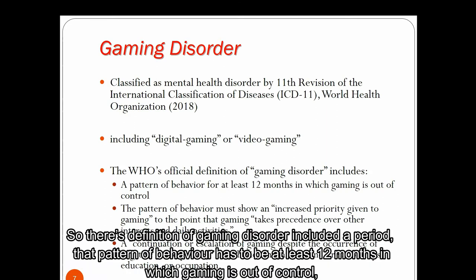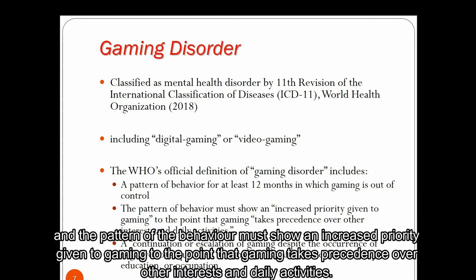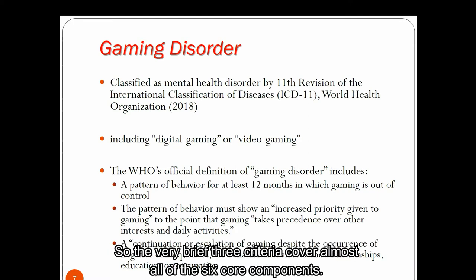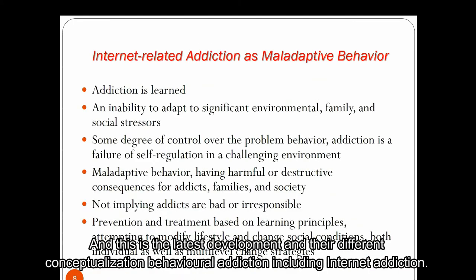Their definition of gaming disorder includes a period: the pattern of behavior has to be at least 12 months, in which gaming is out of control, and the pattern must show an increased priority given to gaming, to the point that gaming takes precedence over other interests and daily activities, and a continuation or escalation of gaming despite the occurrence of negative consequences. So these very brief three criteria cover almost all of the six core components. And this is the latest development.